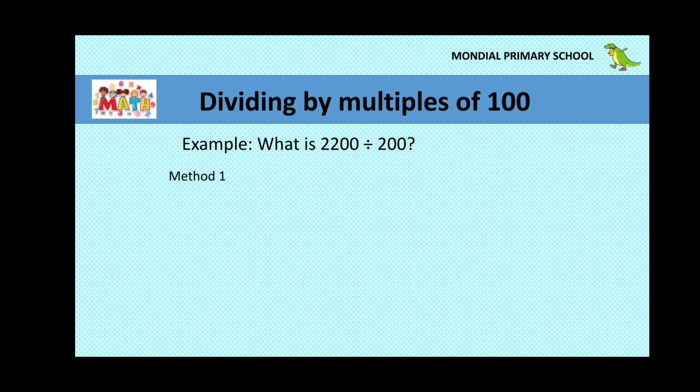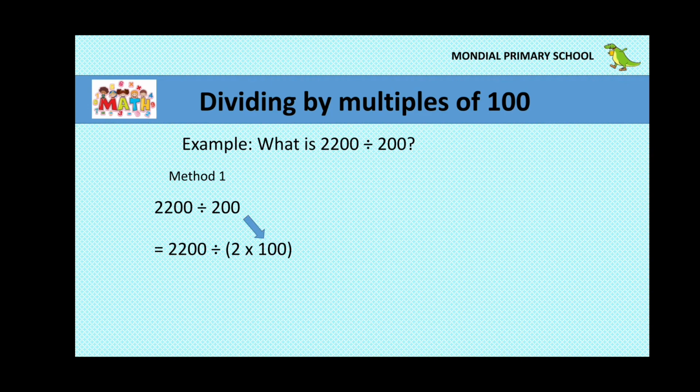Next, what is 2,200 divided by 200? The first method, 200 has 2 zeros, so it must be a multiple of 100. 200 is equal to 2 times 100 or 100 times 2. Hence, using the first method, we can break down 200 into 2 times 100.